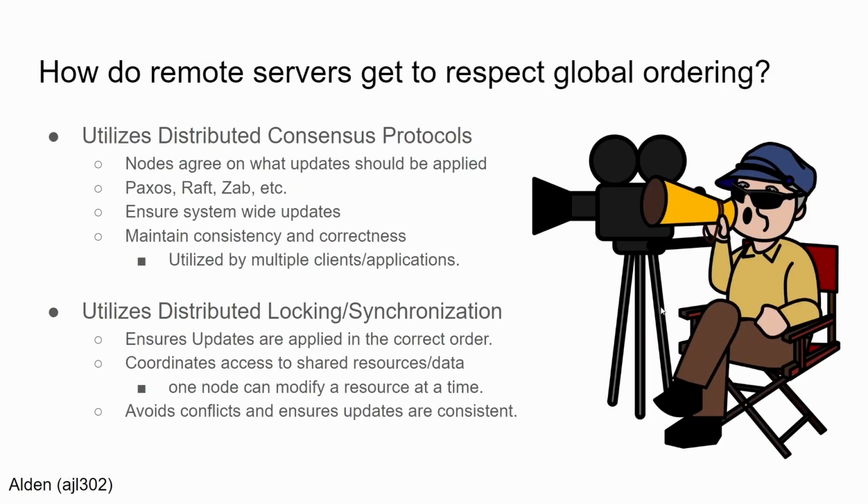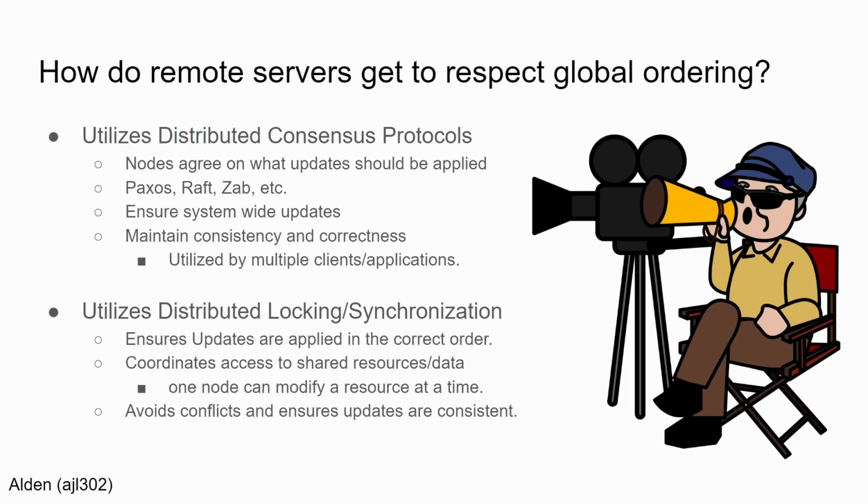By utilizing distributed consensus protocols, nodes will agree on what updates should be applied. Such protocols include Paxos, Raft, and Zab. This ensures system-wide updates and maintains consistency and correctness.